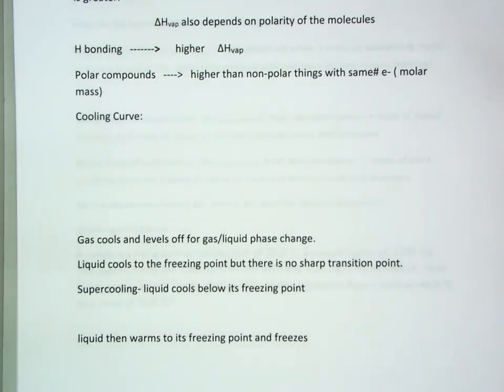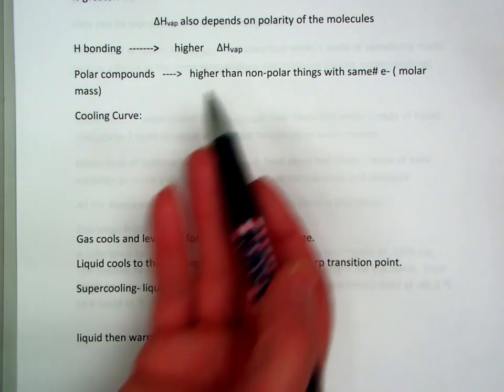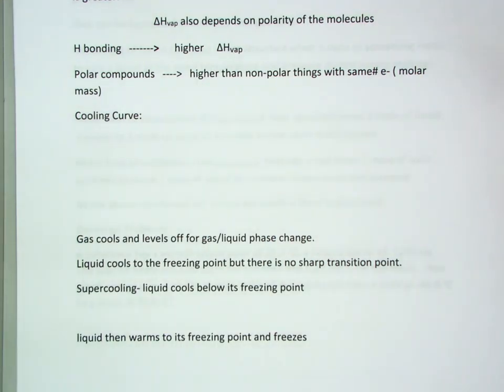So now we also can look at how much energy it takes depending on the intermolecular forces. If you have hydrogen bonding, you're going to have higher enthalpies of formation because you're breaking those bonds apart. So now let's look at the cooling curve before we do any math.